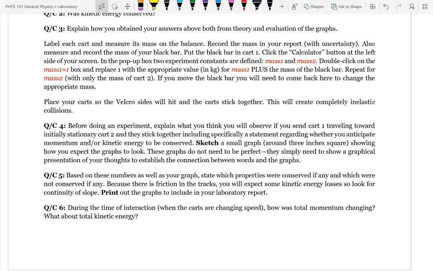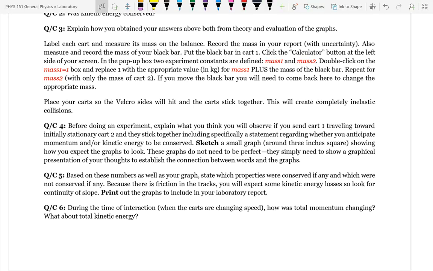Now, when you do this, before experimenting, explain what you think we'll observe if you send cart 1 traveling toward a stationary cart 2, and they stick together, including a specific statement regarding whether you anticipate momentum and/or kinetic energy to be conserved. Sketch what you think the graphs are going to look like. They don't have to be perfect. You don't need to spend 5 minutes on writing the graph, right? It should be quick. Make sure that your graphs have a useful title.